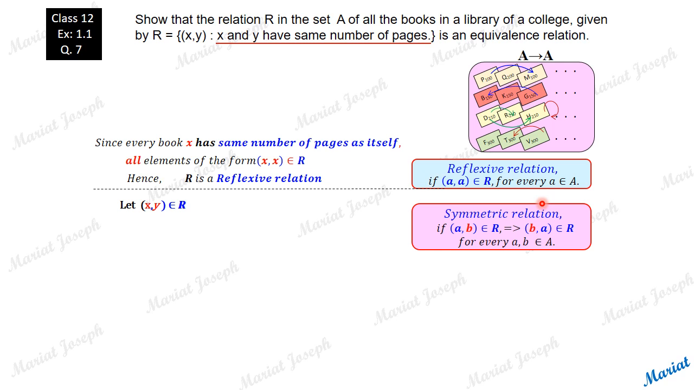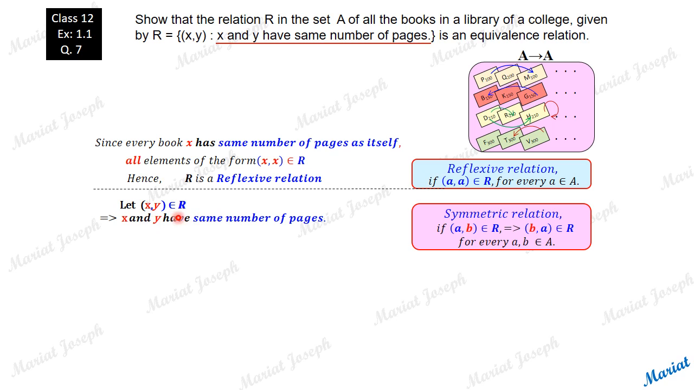Now, is it a symmetric relation? Let's take an element (X, Y) that belongs to this relation, one pair of book X and book Y. If this pair is there in the relation, that implies that X and Y must have the same number of pages. That is why they are related. That is why this pair is taken to be in the relation.